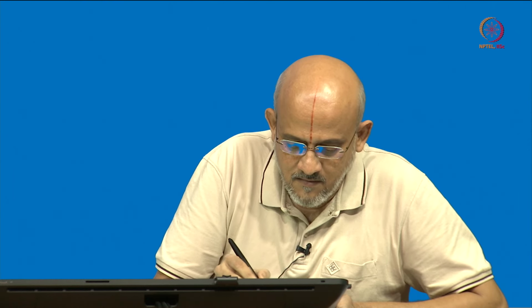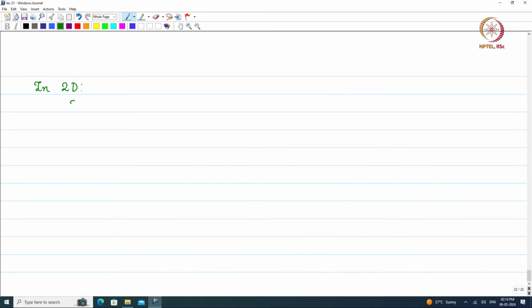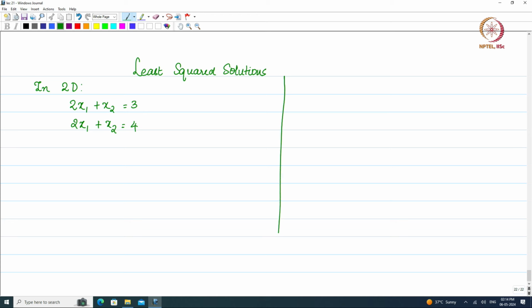Probably even in 2D we faced this problem, where we looked at this example. Suppose I take 2x1 plus x2 is equal to 3 and 2x1 plus x2 is equal to 4. So let me write this. We are going to look at least squared solutions, just the general idea of this and how we go about getting the approximate solution.